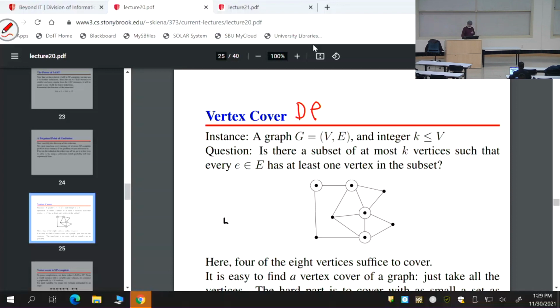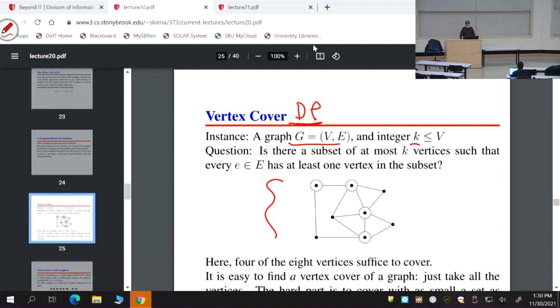Any questions? So vertex cover is a decision problem. I'm given a graph, and I'm given a bound, and I'm asking, is there a subset of at most k vertices, such that every edge has at least one vertex in the cover? What would be an example of a set cover problem that is easy? If I give you a graph, is it hard to find a set cover of a graph?